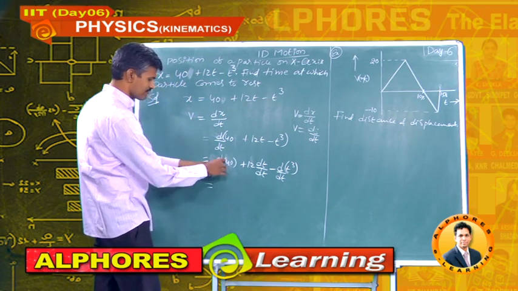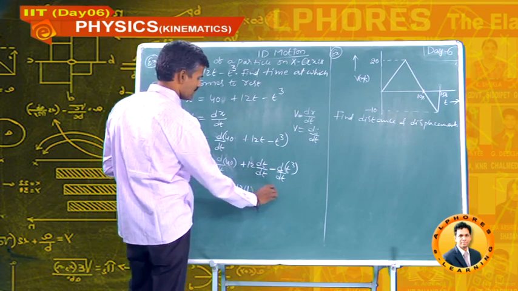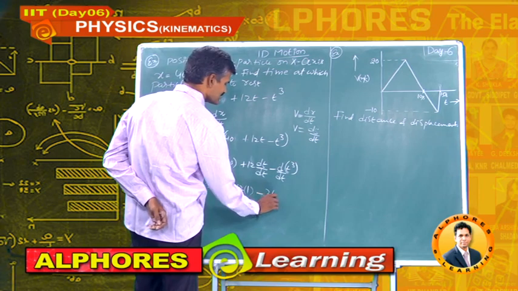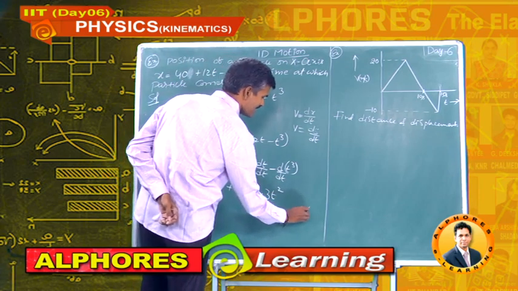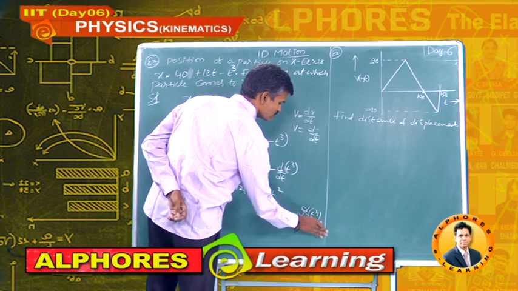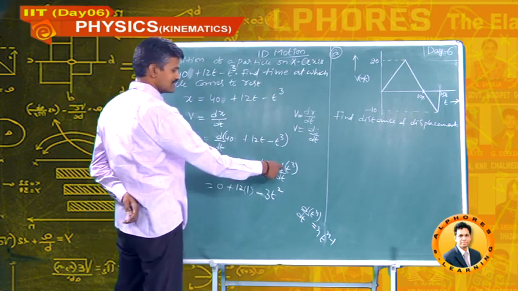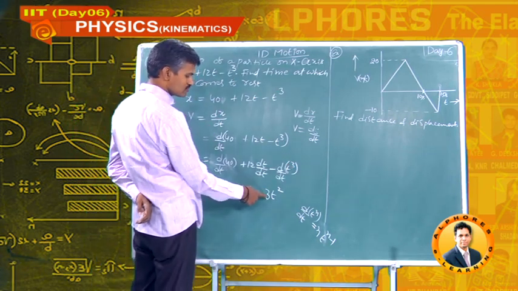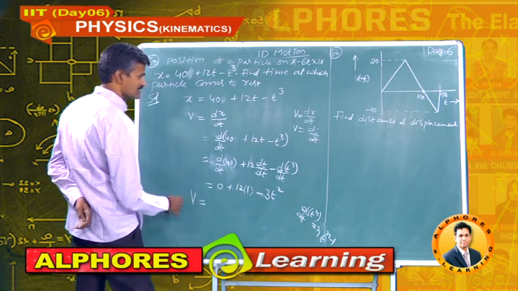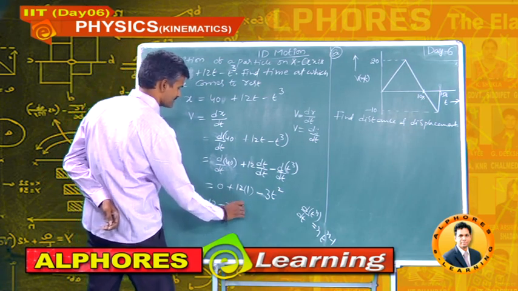So this is derivative of constant 0, plus 12 times dt by dt which is 1, minus the derivative of t cube, that is 3t square. We already know that d by dt of t power n is n into t power n minus 1. Based on that, for t cube, that is 3 into t power 3 minus 1, that is t square. So the velocity of the particle is given by 12 minus 3t square.